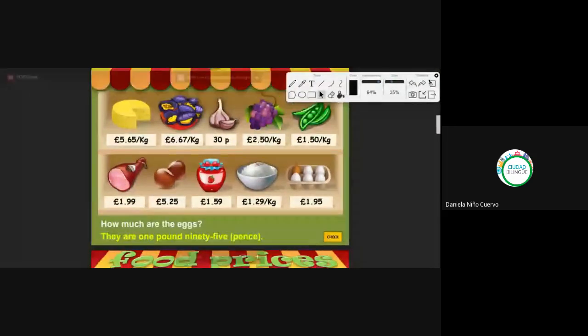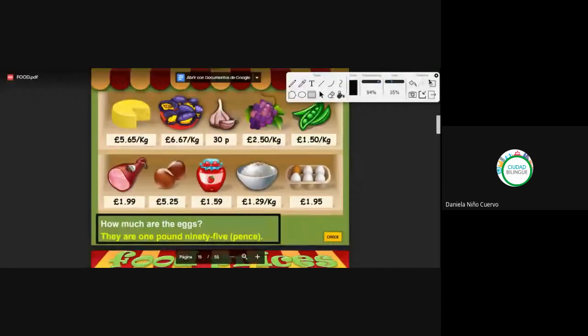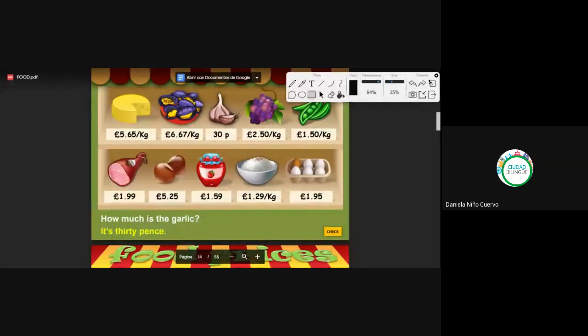How much are the eggs? They are 1 pound 95 pence. Pay attention. Si el alimento es un alimento plural, en el caso de los huevos, yo debo utilizar el verbo to be en plural. How much are the eggs? ¿Cuánto cuestan los huevos? A diferencia, en este caso, de el ajo. Garlic, que es un alimento singular. Por lo tanto, utilizo el verbo to be conjugado de la forma singular, en este caso, is. How much is the garlic?